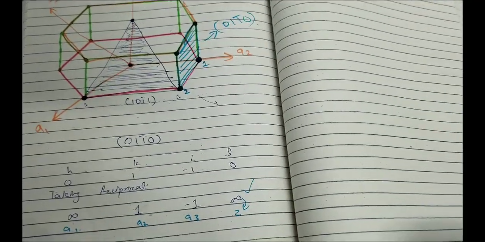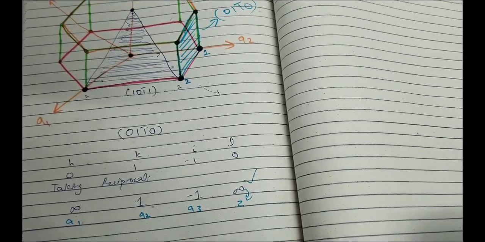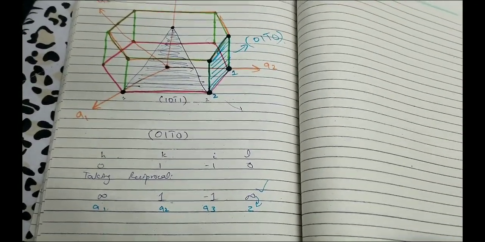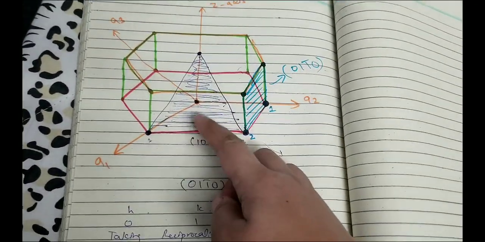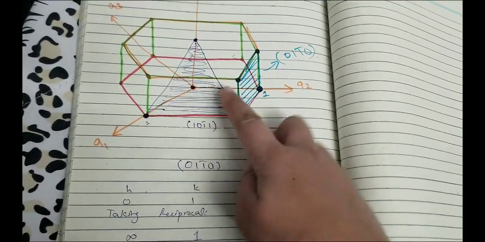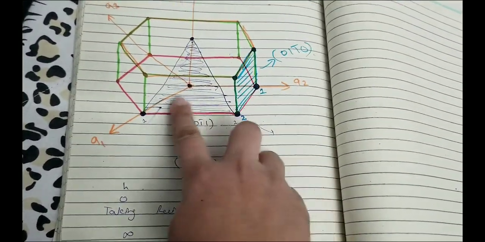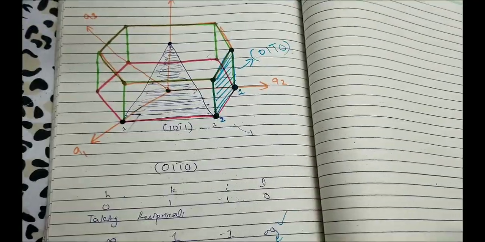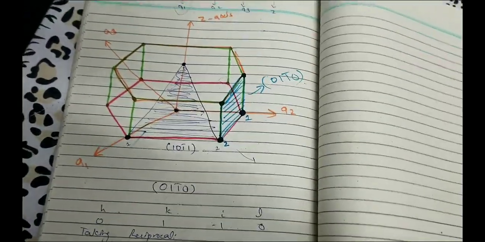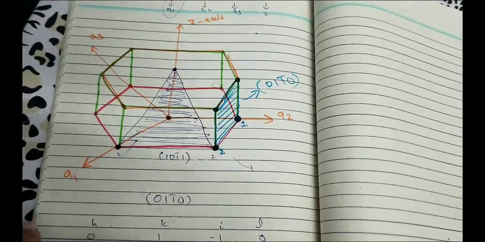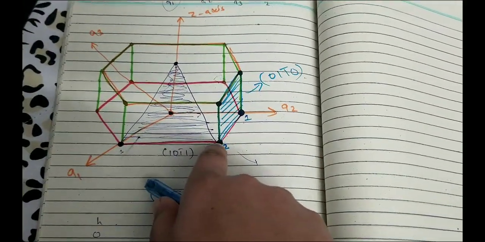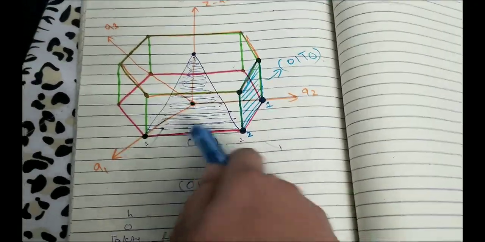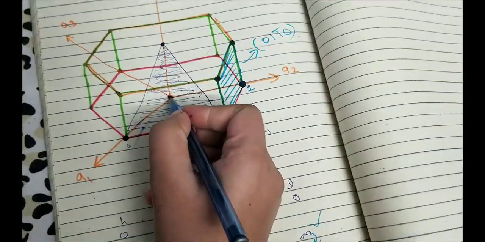Whichever intercept is infinity, we draw parallel lines from these points. The similar thing has been done for this one also. You can see that this plane is just parallel to the A2 axis. So these are the two planes, and the point of intersection of these 2 planes is this one point. This point is common to this plane and also this plane.